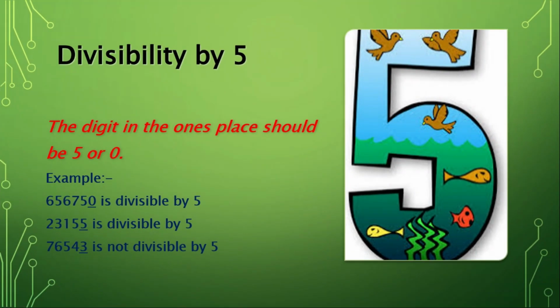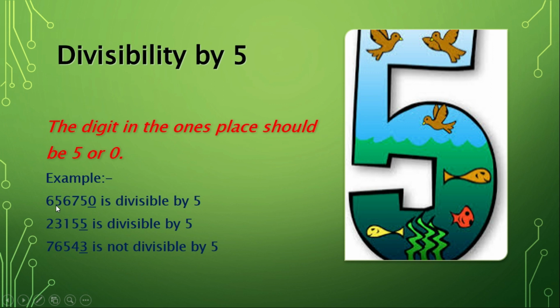Next rule is divisibility by 5. It is a very easy, simple one. See, the digit in the ones place should be 5 or 0. Simple, as simple as that. We only have to see the last digit, that is the ones place digit. It should be 5 or 0. Then the whole number is divisible by 5.